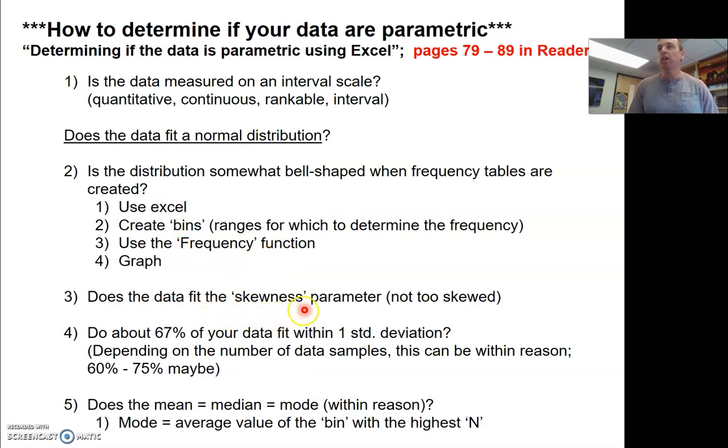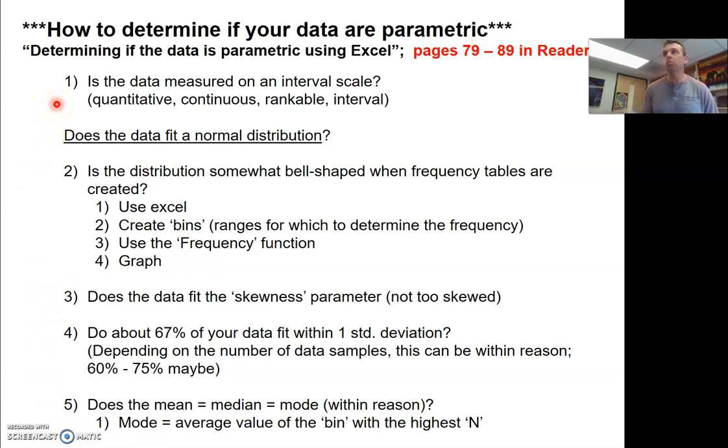I'm going to show you how to do the skewness parameter, and I'm going to show you how to determine if 67% of your data fit within one standard deviation. And I will show you how to find the mode. Mean and median are pretty easy with Excel, but I'll show you how to find the mode so that you can determine if the mean, median, and mode are relatively similar within reason. And these are the 5 parameters that your data have to meet in order to be considered parametric.